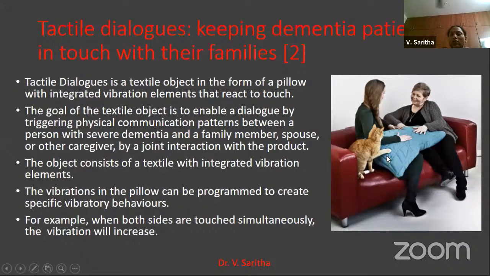So the pillow is programmed in such a fashion that the vibrations in the pillow will be programmed. Suppose you say 1 vibration or long vibrations, small vibrations, 2 or 3 vibrations, how the communication needs to be carried out will be known to these two people actually. So accordingly, these two people will be communicating. This is one of the applications for smart textiles.